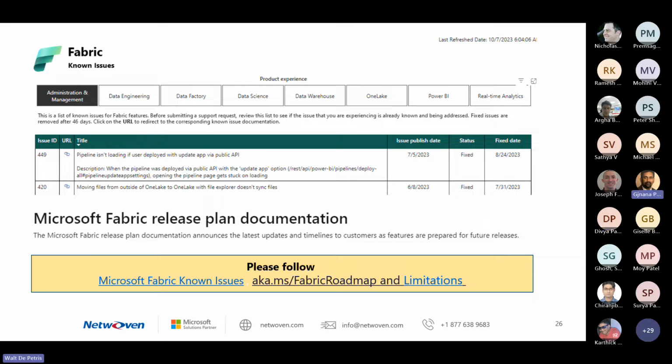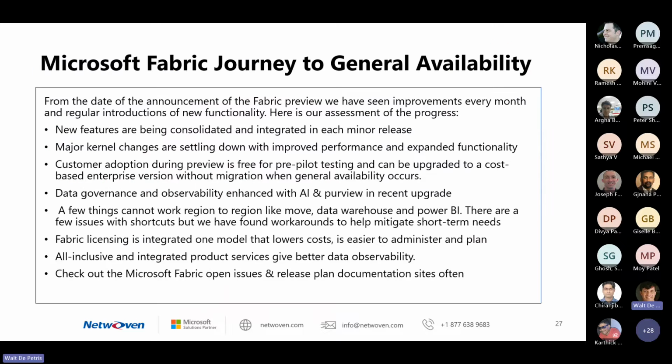Thanks, Divya. And this is a great Roadmap site. If anybody's not gone to it, it does provide you updates of what's been fixed and what's been on the roadmap. So thanks, Divya, for that quick overview. Thank you. Now, you want to talk about this journey? Yep.